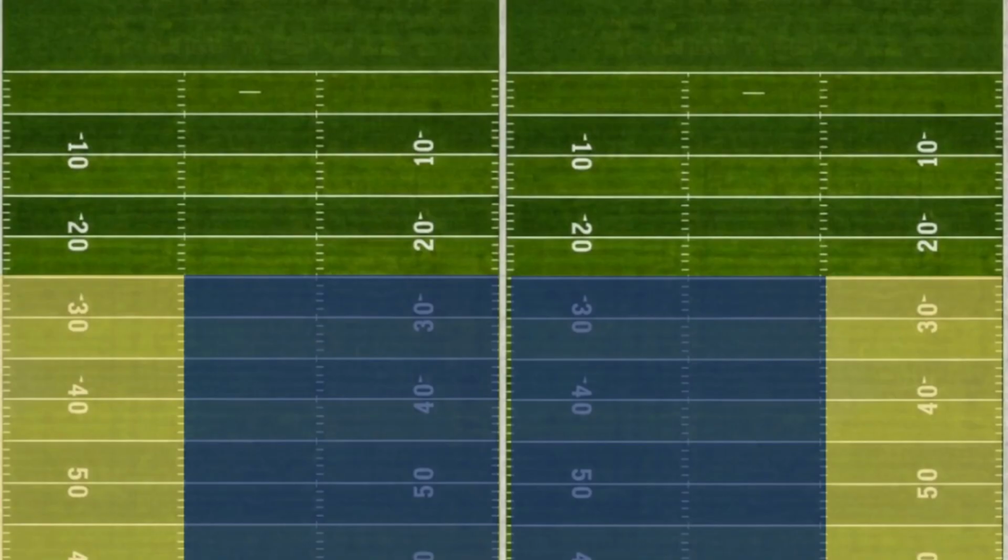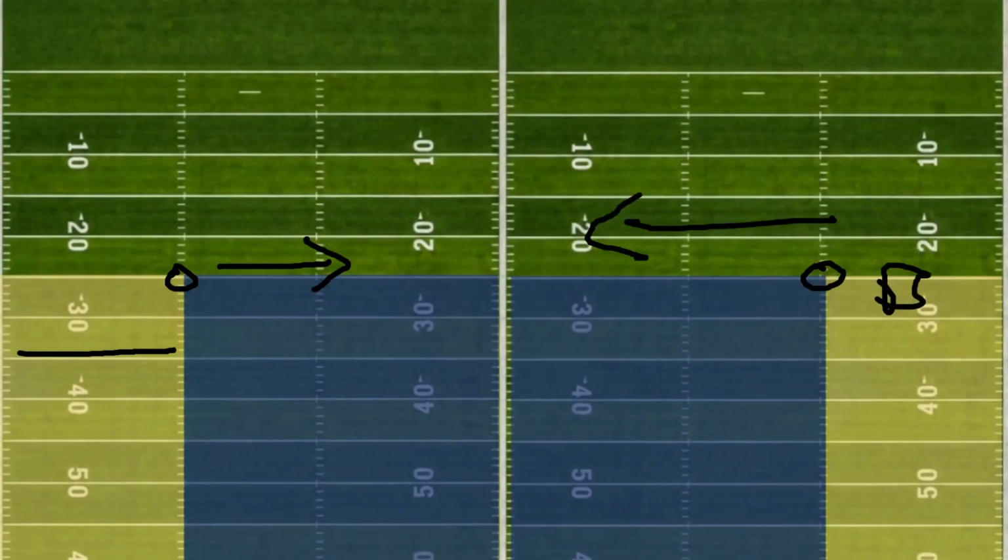In college, it's similar, but the boundary opens up, so there's more boundary. Boundary's on the left, the ball's on the left hash mark, and the field is on the right in blue. In the right image, the ball is on the right hash mark, that yellow is the boundary, and the field side is in blue.